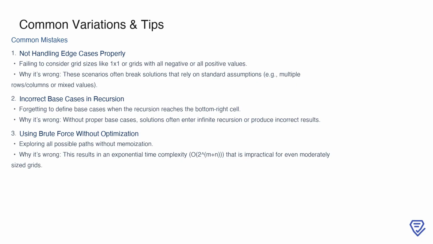Another issue is incorrect base cases in recursion. When using recursion to solve the problem, you must clearly define what happens when you reach the bottom right cell, as missing this can lead to infinite recursion or wrong results. Lastly, using brute force without optimization is a frequent pitfall. While it might seem straightforward to explore all paths, this approach results in exponential time complexity, making it infeasible for larger grids. Memoization or other optimizations are essential to handle this effectively.